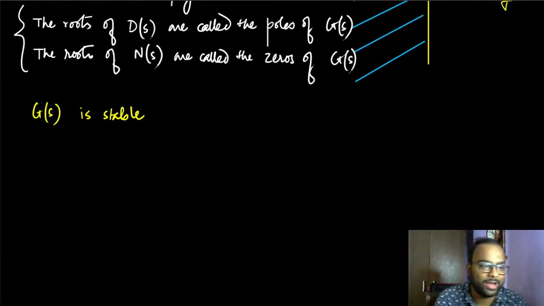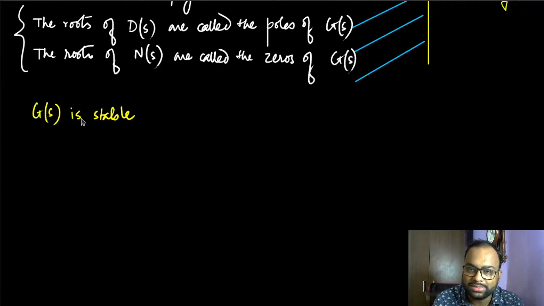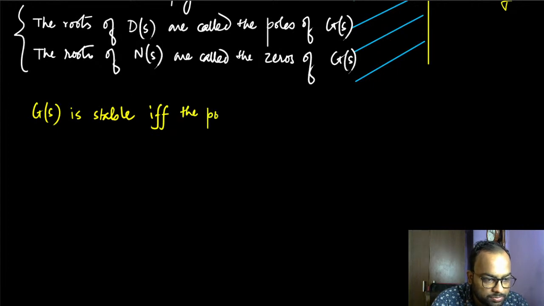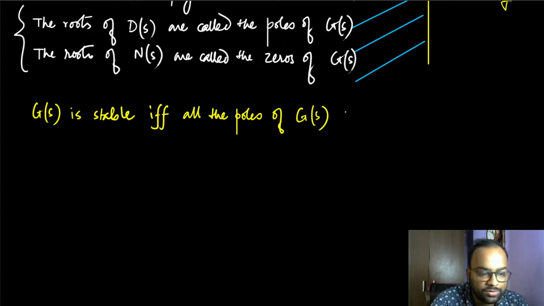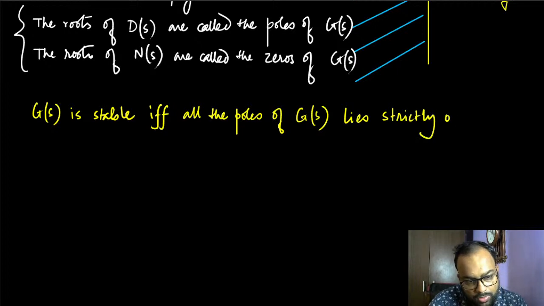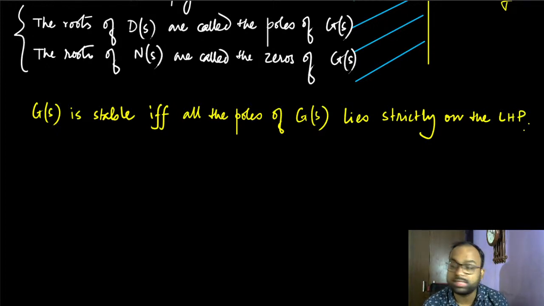Of course, a transfer function cannot be stable or unstable, right? The system that is being described by the transfer function can be stable, can be unstable, can be something else. So when I say G(s) is stable, it means the system described by the transfer function G(s) is stable. So G(s) is stable if and only if all the poles of G(s) lie strictly on the left half plane, right? If that is happening, then only the system is stable, we know.